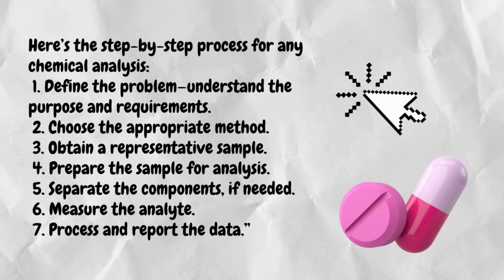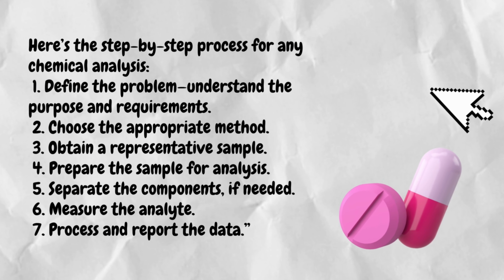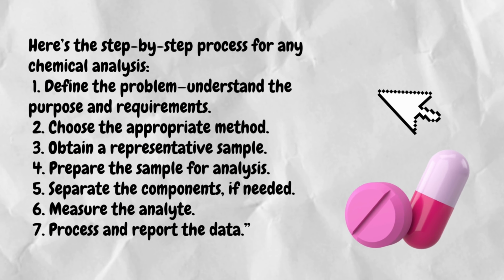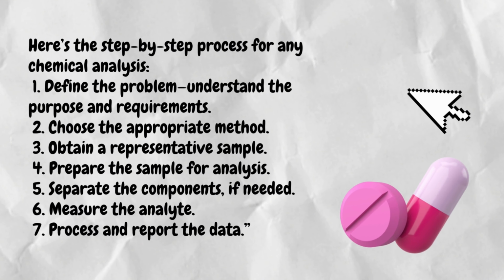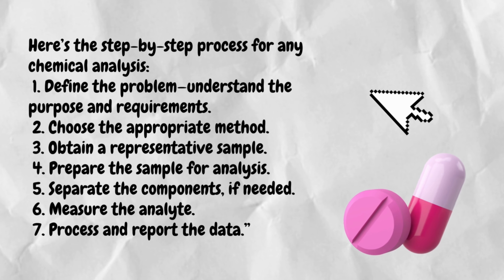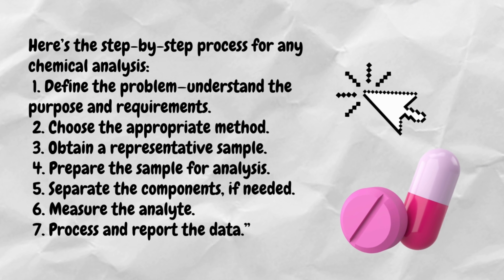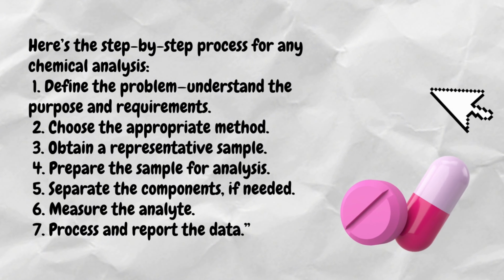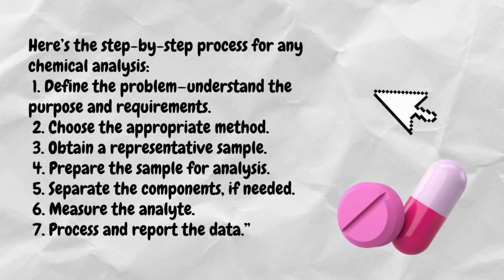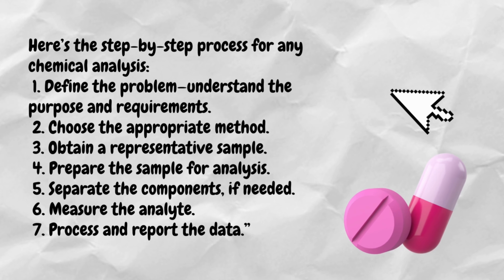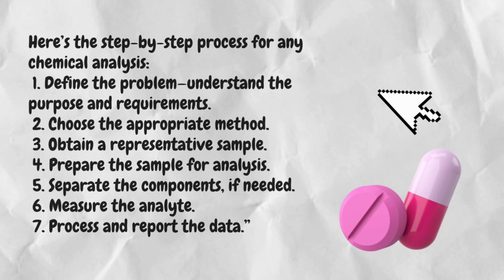Here's the step-by-step process for any chemical analysis. 1. Define the problem, understand the purpose and requirements. 2. Choose the appropriate method. 3. Obtain a representative sample. 4. Prepare the sample for analysis. 5. Separate the components, if needed. 6. Measure the analyte. 7. Process and report the data.